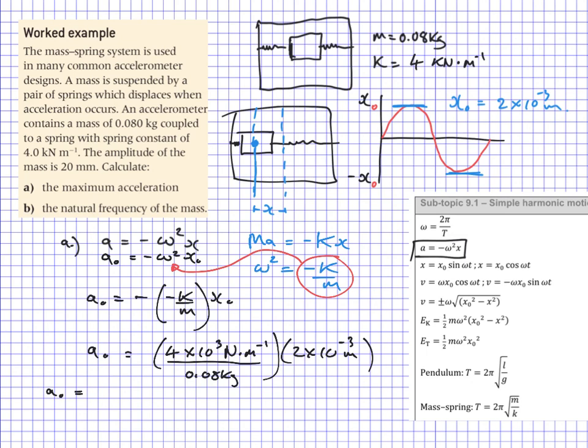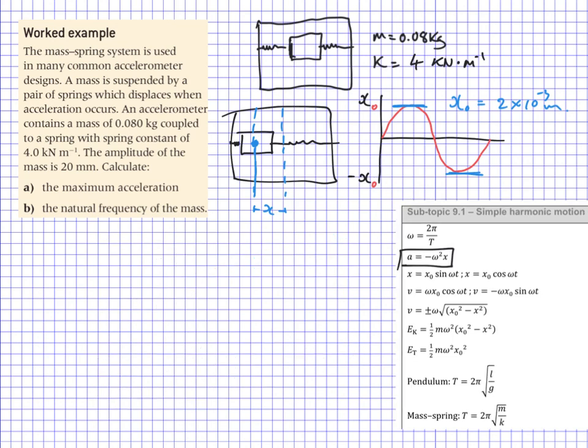Maximum acceleration is 1, and let me keep track of my decimal places and my significant digits. Looking up here, I've got 2, I've got 2, I've got 2. That means we need to report in 2s. So 1.0 times 10 to the 3, and that's an acceleration in meters per second squared.